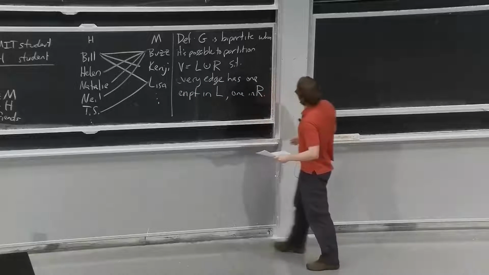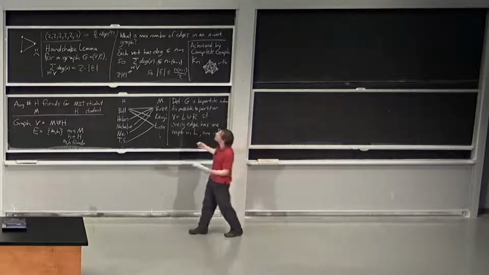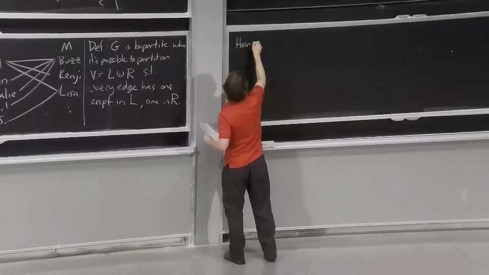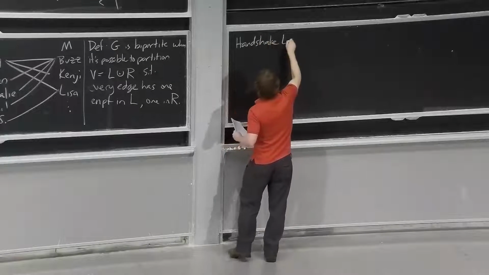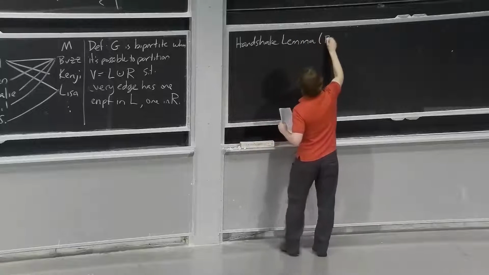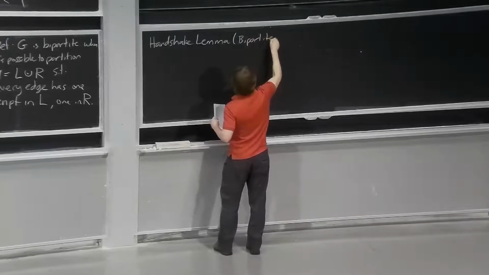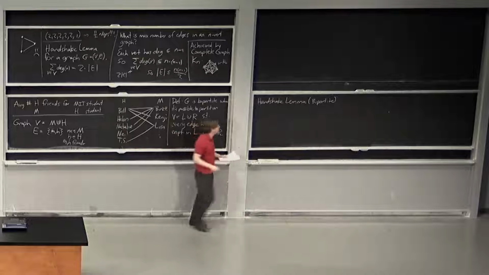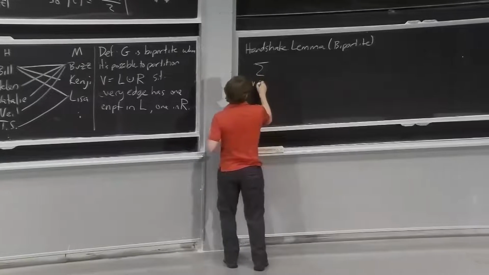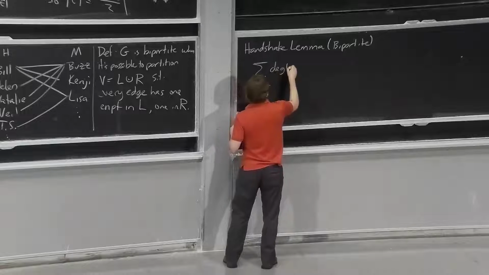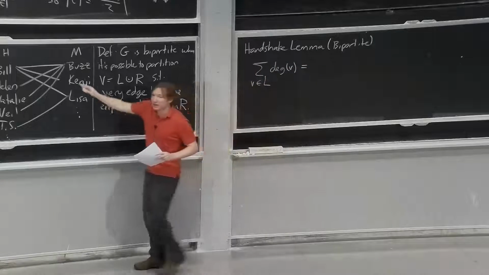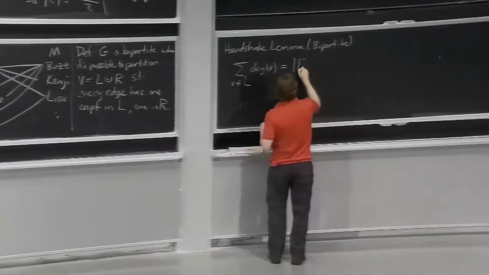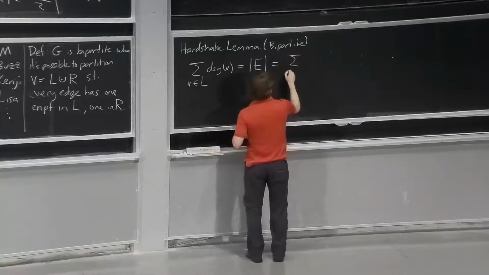Awesome. And now we have a bipartite version of the handshake lemma, which says that if you add up all the degrees just on the left, the degree of v for the vertices in the left side, well, every edge has one endpoint on the left and one endpoint on the right. So this is just equal to the number of edges. And likewise, you can do the same thing on the right.